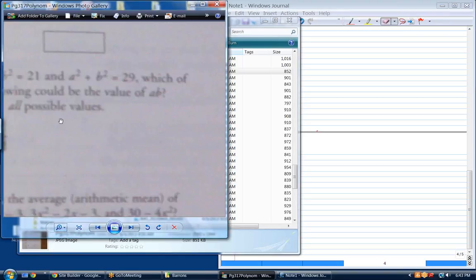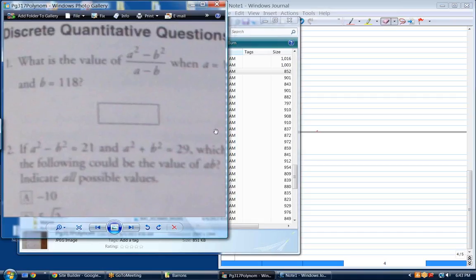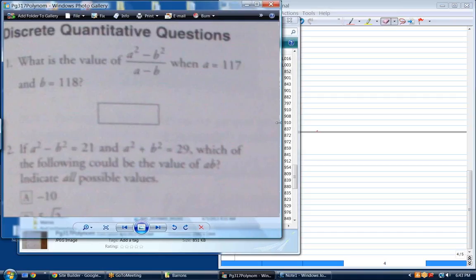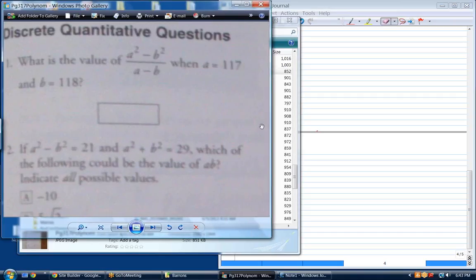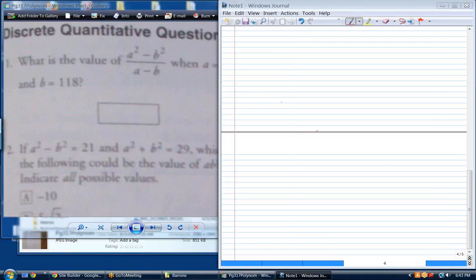What is the value of a squared minus b squared divided by a minus b when a is 117 and b is 118? Can't you divide first before you do that? Well, what do you mean? If you say a into a squared, that would be a tough way to divide. Doing long division is tough. Think of factoring the top and then dividing.